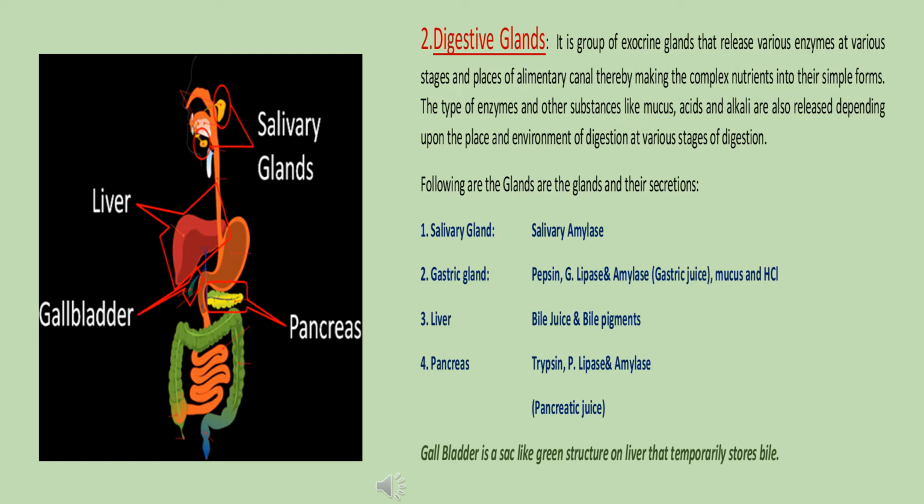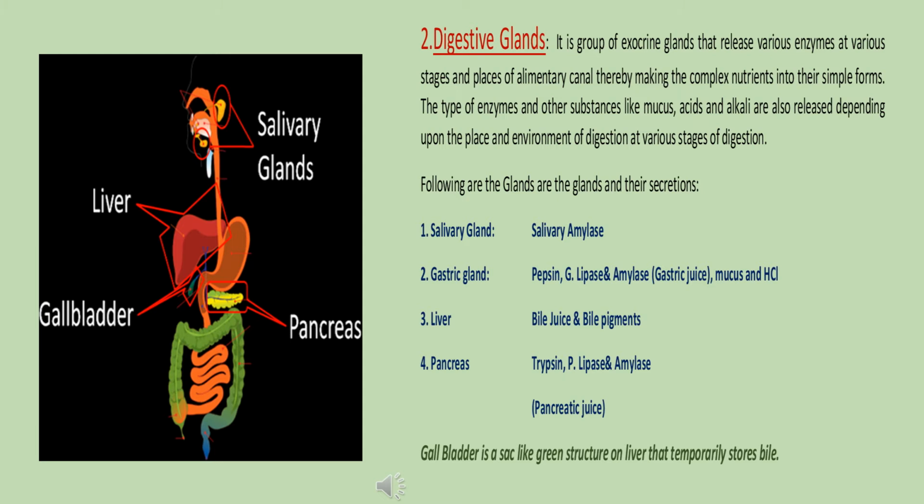Third is the liver. It is the largest endocrine gland, and releases a green liquid known as bile, which contains certain pigments. However, the bile is not stored in the liver, rather it is stored temporarily in a sac-like structure called the gallbladder. The function of bile juice is to help in the digestion of fat. It helps the digestion of fat by a process called emulsification. In that process, the large fat molecules are broken into small fat droplets so that the lipase enzymes can work on them to digest properly.